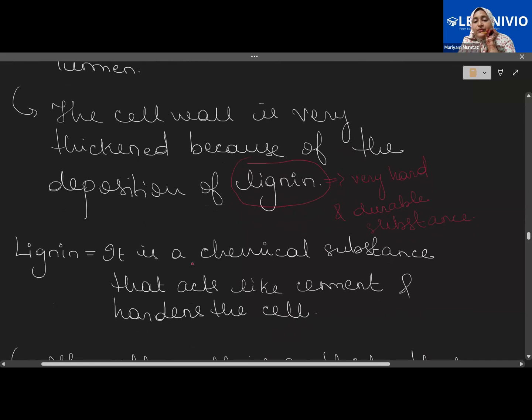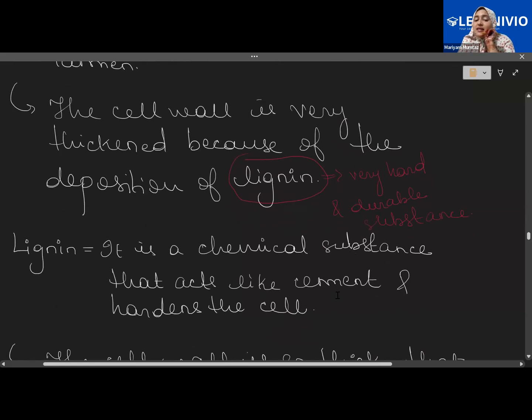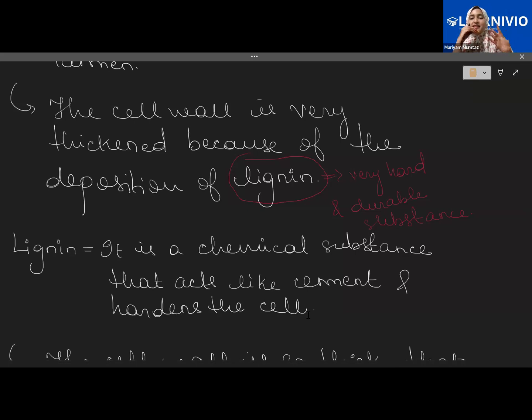Now, this lignin is a chemical substance that acts like cement and hardens the cell. So just like how, if you might have seen the building of a house, while the masons and everyone are building the house, they use cement to stick the bricks together, right? Now, initially, the cement that is used is in a liquidy or semi-solid form, but once it dries up, it hardens, and we live in houses that are made with cement and bricks, right? So lignin is just like that. It acts like a cementing material and it hardens the cell. It makes the cell very hard.